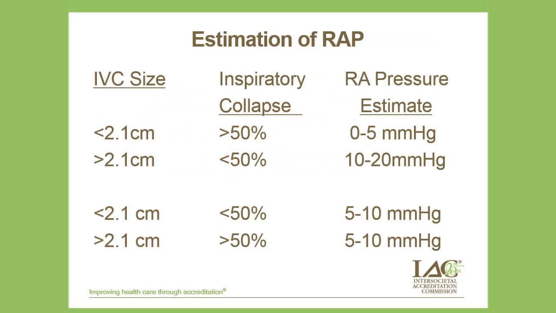This slide just gives you how to estimate your right atrial pressure. You can see that you'll, again, need to look at the size. You'll need to look at the inspiratory collapse on these patients. Again, if your eye can't visualize whether it's less than 50% or greater than 50%, you can use M mode to help with that and actually make the measurements there.